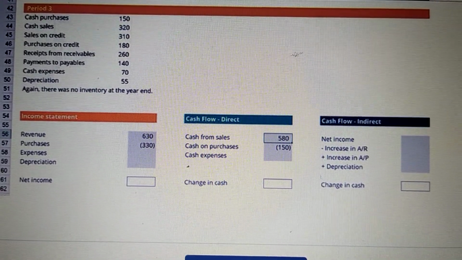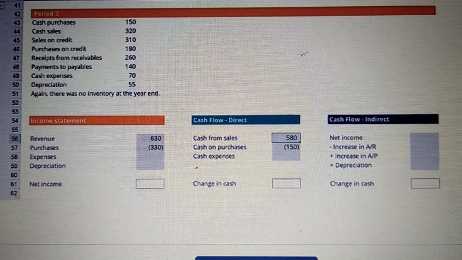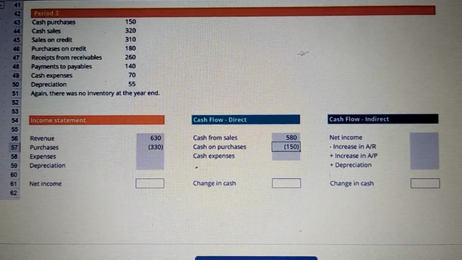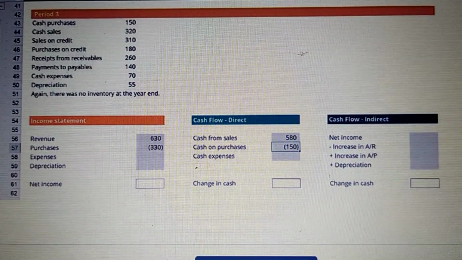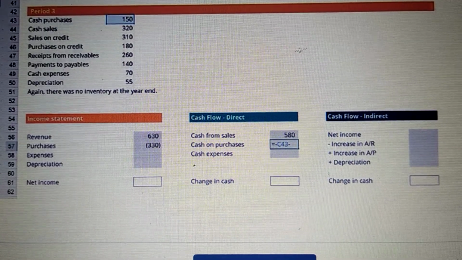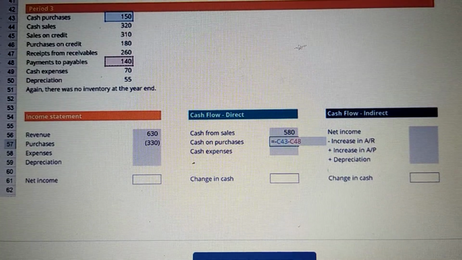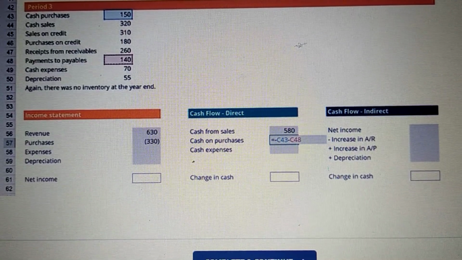Next up, we see that payments to payables of 140 were made. That means we go to cash purchases and we add to that the payment to payables of 140. So now the total cash purchases outflow is 290.